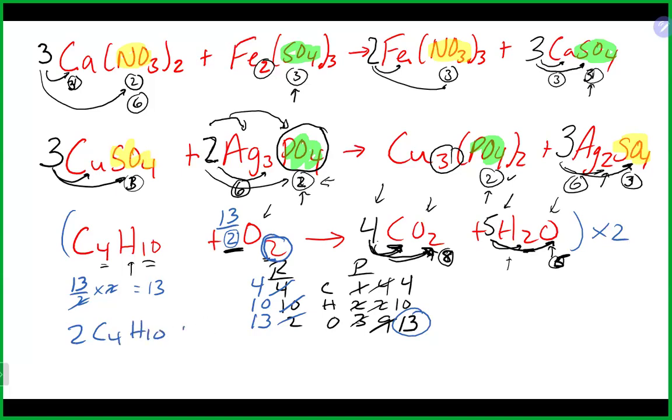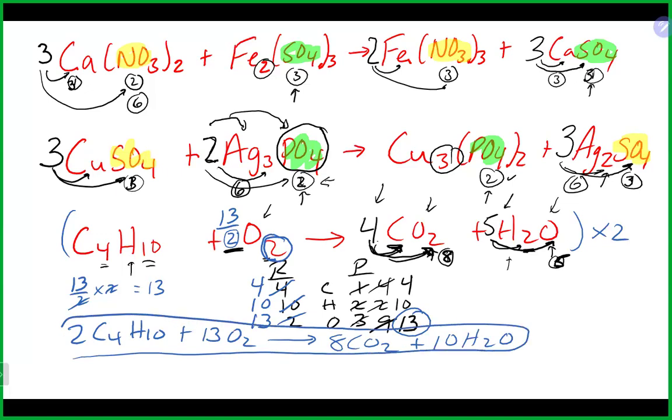2C4H10 plus 13O2. Go underneath my table here. 8CO2 and 10H2O, hopefully there. And at this point, we now should be balanced.